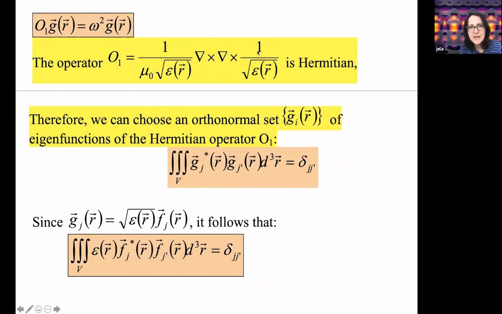And of course, if you have functions G, which are eigenfunctions of the operator O1, and operator O1 is Hermitian, that means that they're orthonormal, and you can expand an arbitrary solution of the operator O1 in terms of a superposition of G's, correct? Right?